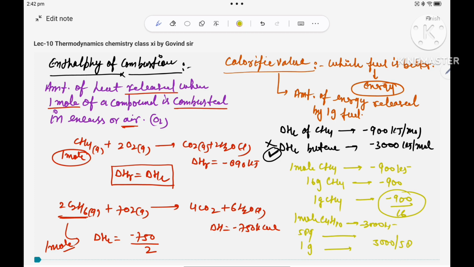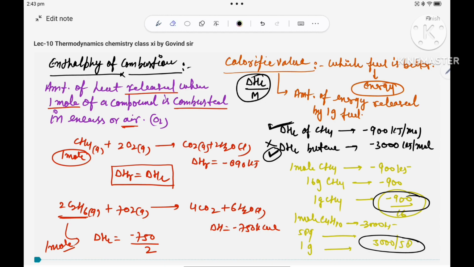So I hope this value is more in the case of methane, and this value will be less. So here it is a good fuel. The thing is, 1 gram of fuel, how much energy is it producing? On that basis we decide which one is a good fuel, or rather a better fuel. So you can say delta Hc upon molar mass. Like that you can find it out.